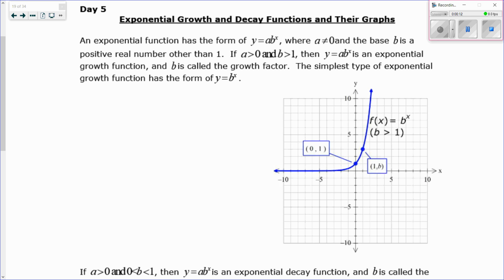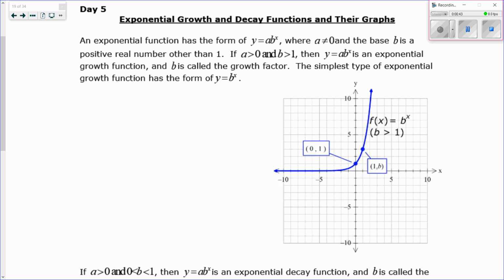An exponential function has the form y equals a b to the x, where a is not 0, and the base b is a positive real number other than 1. If a is greater than 0 and b is greater than 1, then y equals a times b to the x is an exponential growth function, and b is called the growth factor. The simplest style of an exponential growth function has the form y equals b to the x.